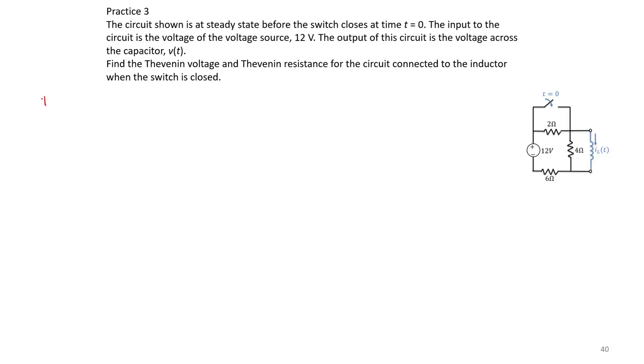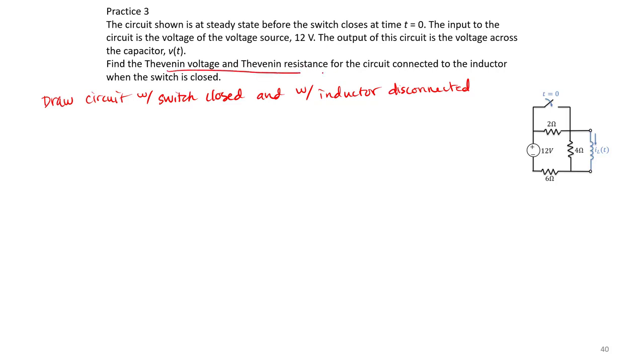A good first step here would be to draw the circuit with the switch closed and also with the inductor disconnected, because in this case, we specifically want to find Thevenin voltage and resistance for the circuit that is connected to that inductor. So if we go ahead and draw this circuit, notice if the switch is closed, nothing is going to go through that 2 ohm resistor.